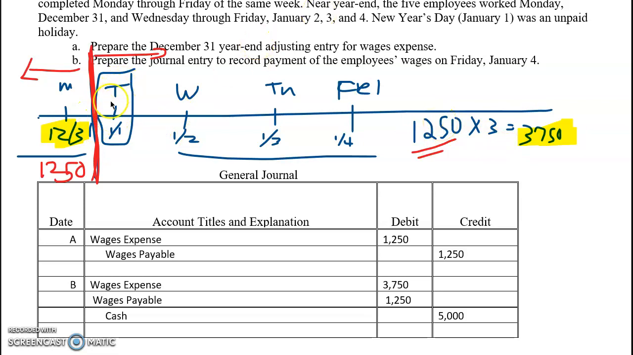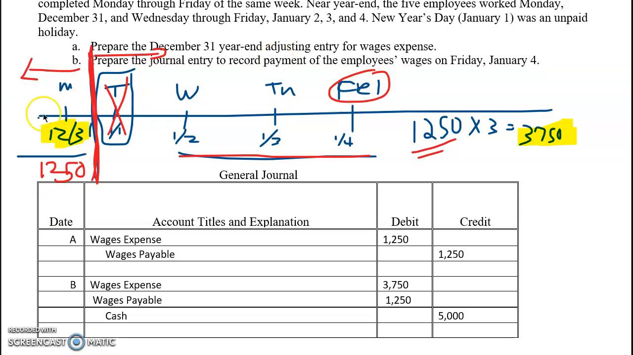And the problem says that these people will not work on Tuesday, New Year's Day, January 1st. They will also not get paid for not working on January 1st. There's no holiday pay. So they'll be paid for these 3 days, January 2nd, 3rd, and 4th. And they get paid on Friday. All right, so on Friday, they're looking for a paycheck with 4 days, okay?